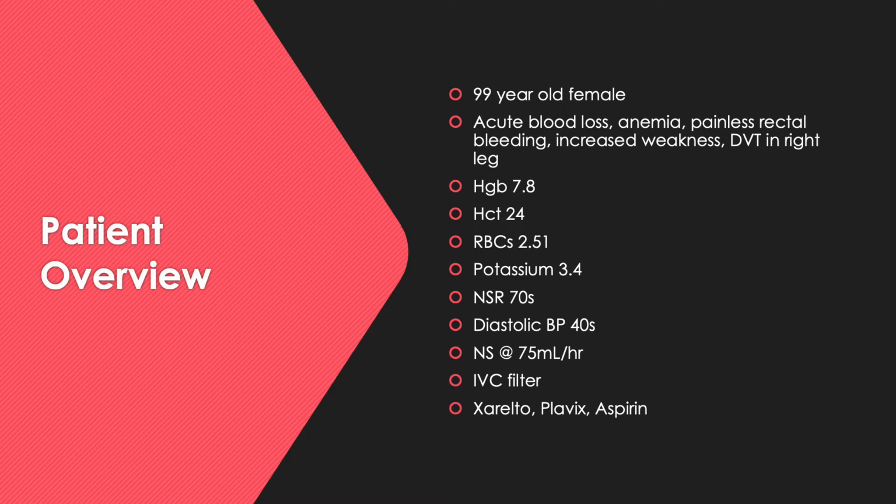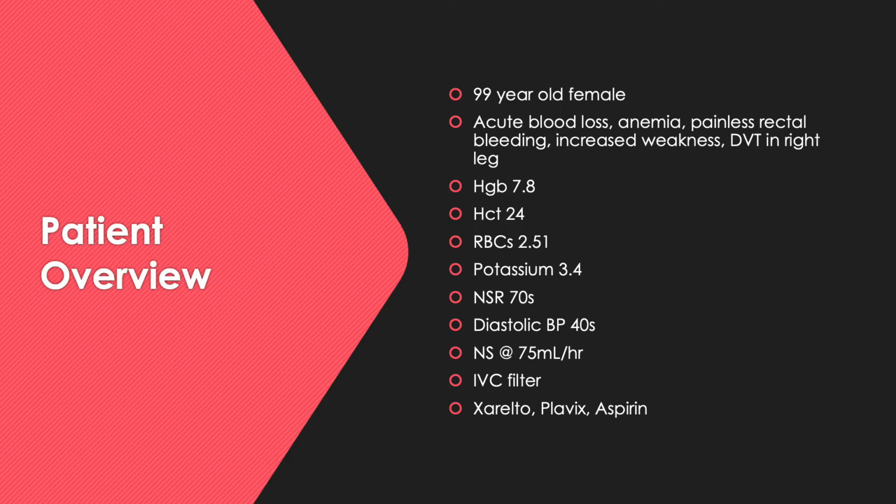The patient I cared for was a 99-year-old female. She came in for acute blood loss, anemia, painless rectal bleeding, increased weakness, and a DVT in the right leg. Her hemoglobin was 7.8, hematocrit 24, RBCs 2.51, and potassium 3.4. She was in normal sinus rhythm in the 70s, with diastolic blood pressures in the 40s. She had normal saline running at 75 milliliters per hour, and she also had an IVC filter.